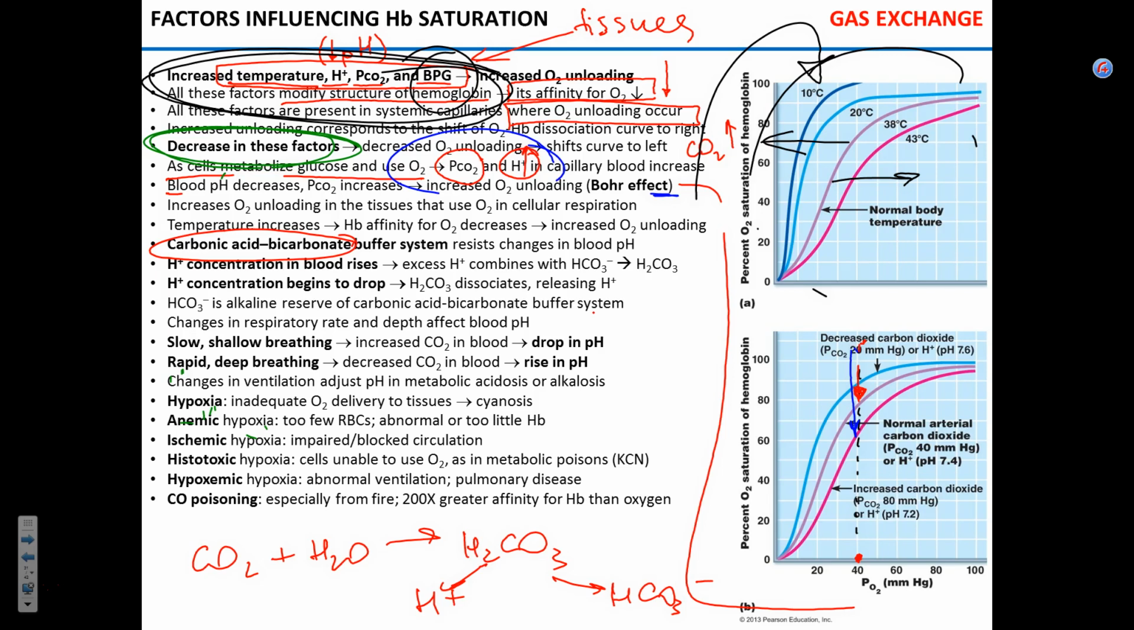So, here's the deal. How does this system work? If you have an elevated amount of protons, basically higher acidity of the blood, more protons, they will bind bicarbonate, forming carbonic acid. Carbonic acid will dissociate into carbon dioxide and water. You're going to exhale carbon dioxide.